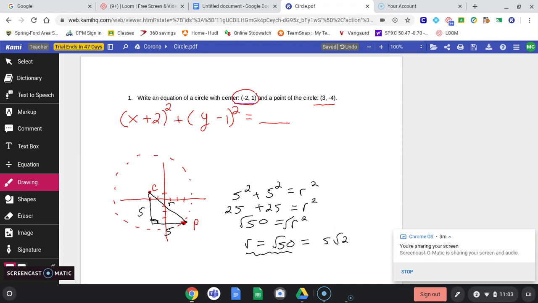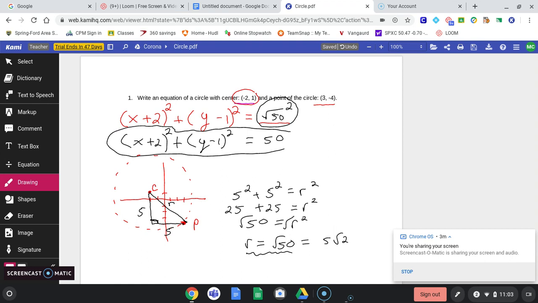Remember, when we write our equation, I need to take my radius and square it. My radius is root 50, and I need to square that. So I'm going to simplify this piece right here. If I take root 50 and square it, that leaves me with 50. So my ending equation is (x plus 2) squared plus (y minus 1) squared equals 50.